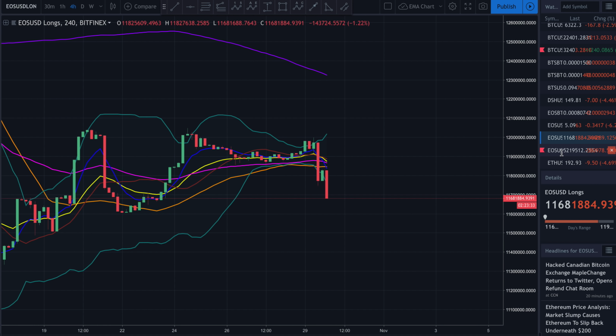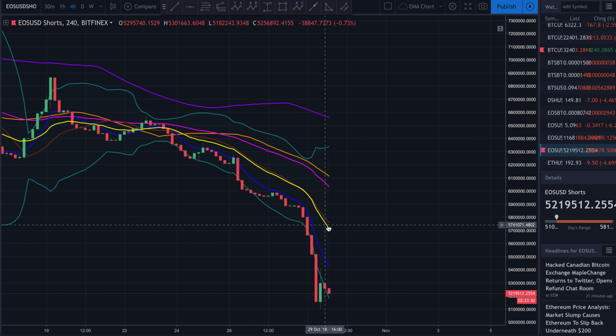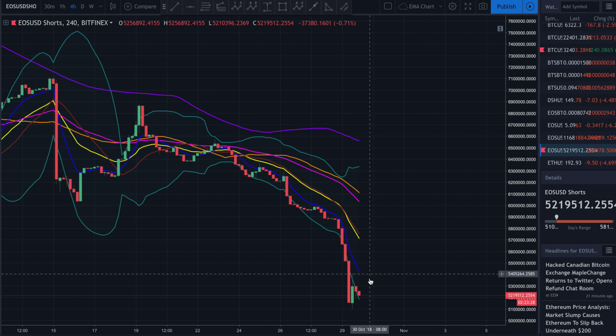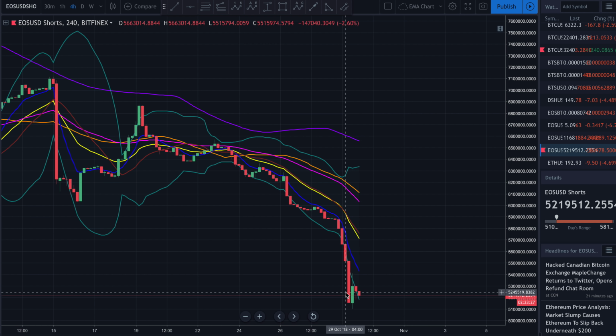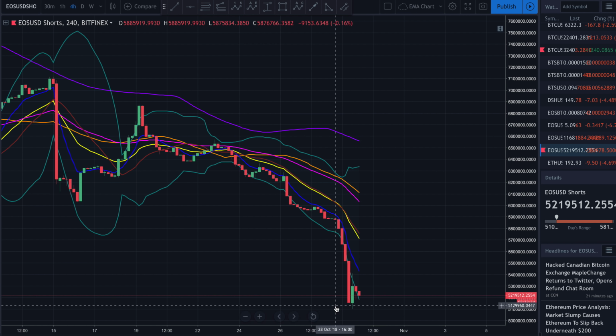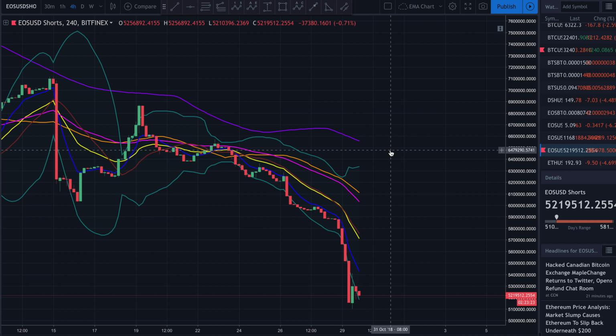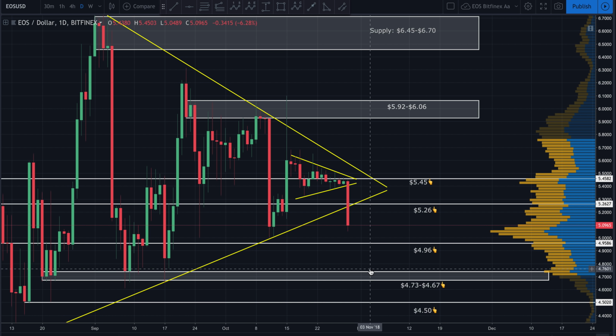We need to see EOS, there we go. We need to see this EOS shorts chart start to stack. And if that does happen, if shorts start to stack up in a straight line and longs start to fall off, at that point I'm going to be watching out for a bear trap.